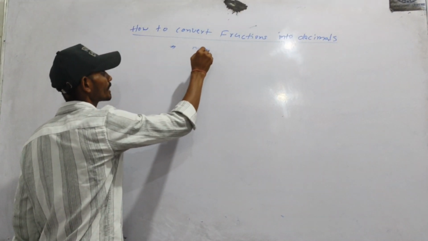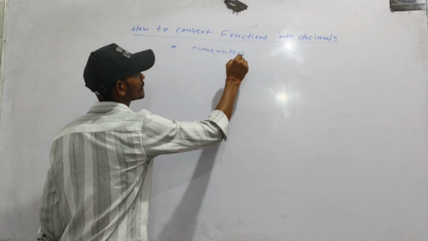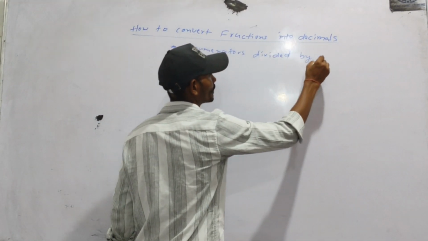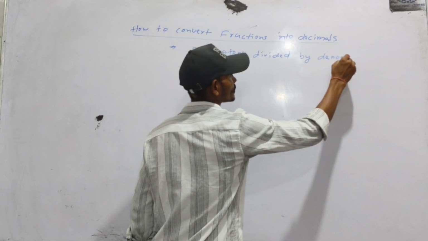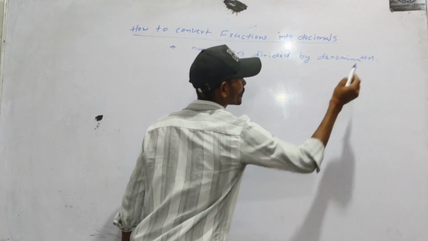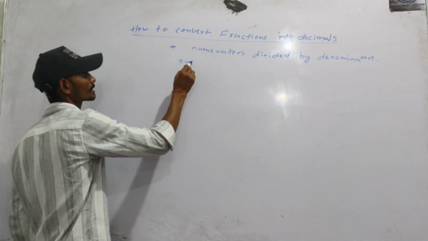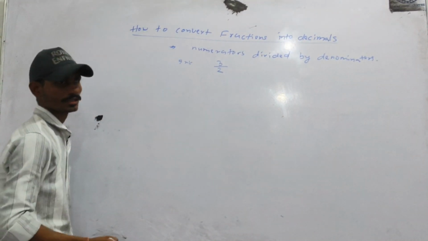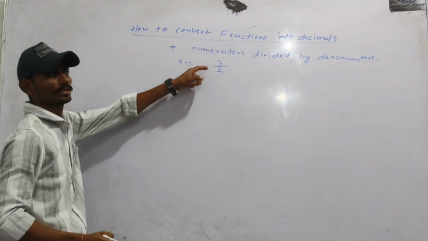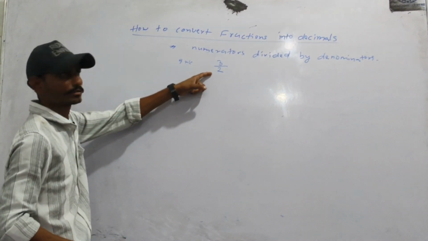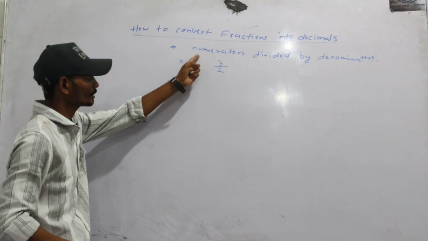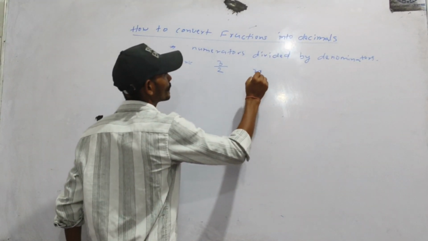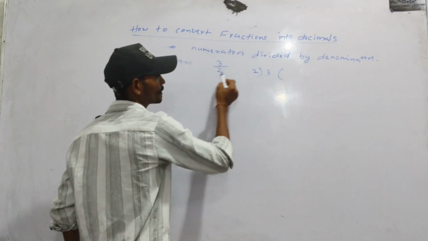Then, numerators divided by denominators. Numerators divided by denominators. Example, 3 by 2. This is in the form of fractions, a by b, so numerator and denominator. In that condition, it becomes numerator divided by denominator.